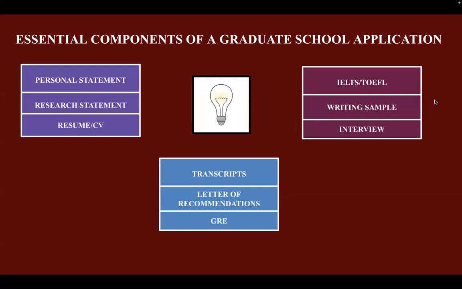Along with that, the important things are obviously your transcripts. They require all your grades from college, not high school transcripts, from your freshman year to, I would say, the fall semester of your senior year. So they need all the grades for that.